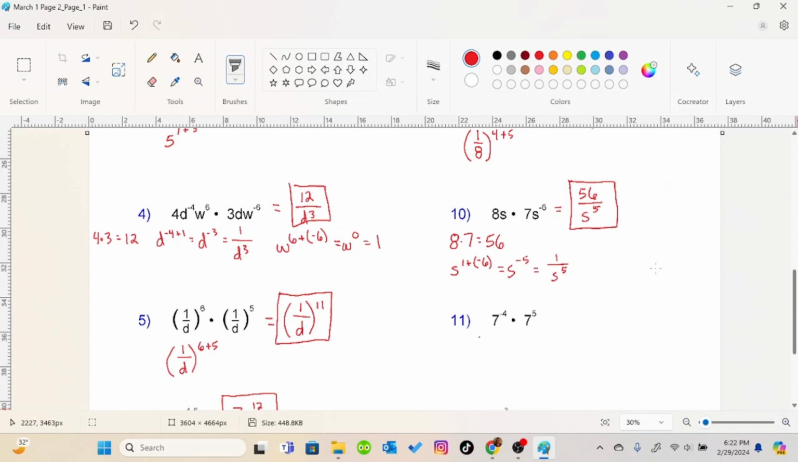Number 11. We have 7 negative 4 plus 5 becomes 7 to the power of 1, which equals 7. And that's our final answer.